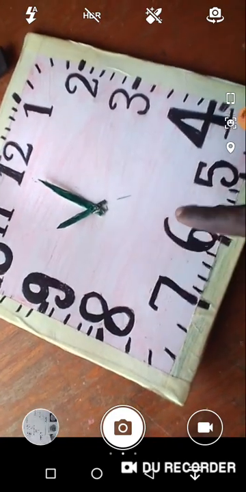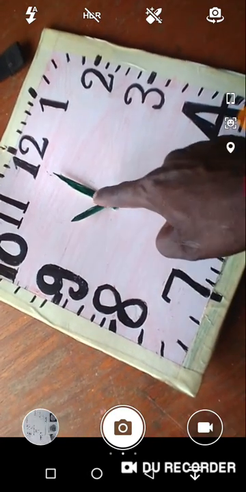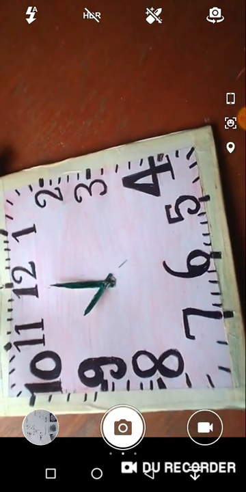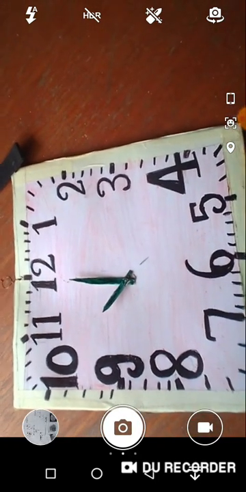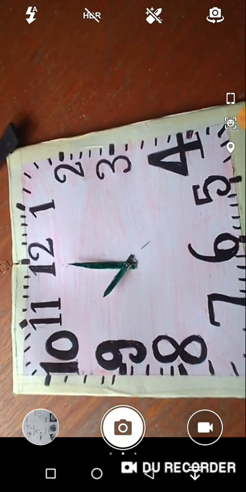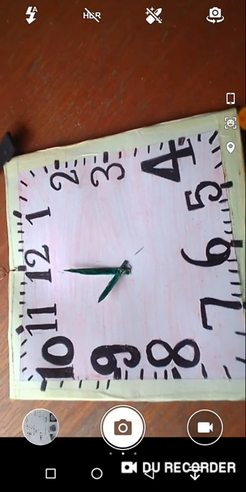5 o'clock, it means the short one should be here, and the long one should be at 12. This is how we calculate the time when they are at o'clock. Thank you very much. Now, let us see the half or the quarter past.